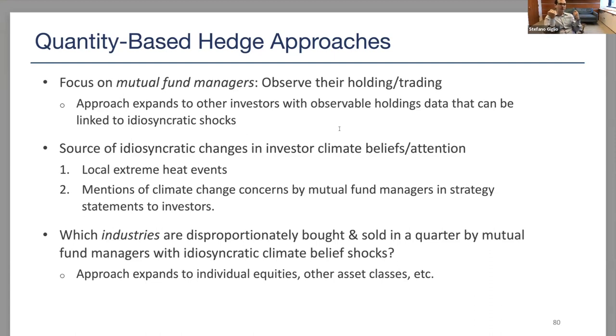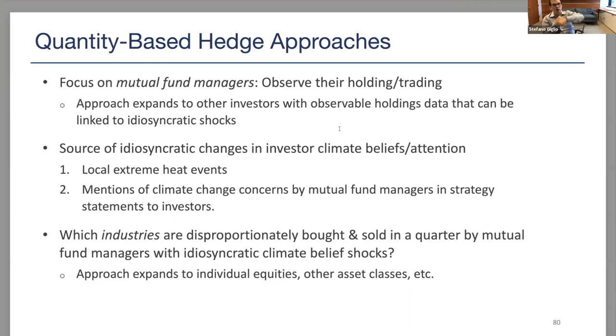So our exercise will be the following. We're going to find, in a panel of mutual funds over the last 10 years, funds that are treated because they're either experiencing a heat shock in the location where they're located, or they're experiencing a belief shock because they disclose they're worried about climate change now. And we think of these as treated funds. And then we're going to compare what they buy with what non-treated funds buy, which are everybody else. And we're trying to compare funds in the same quarter. So in the same quarter, what do treated funds do compared to funds that are not treated?